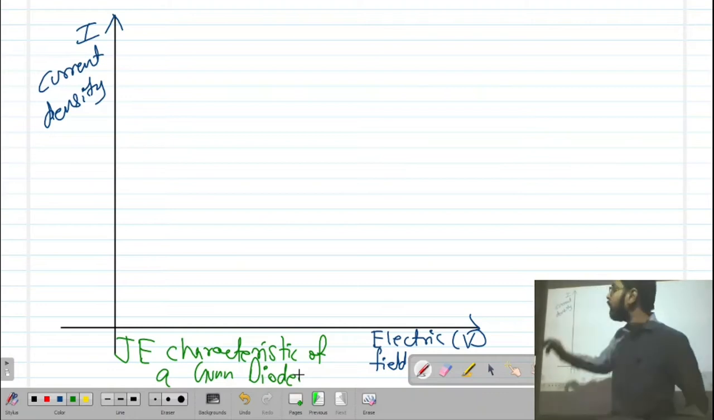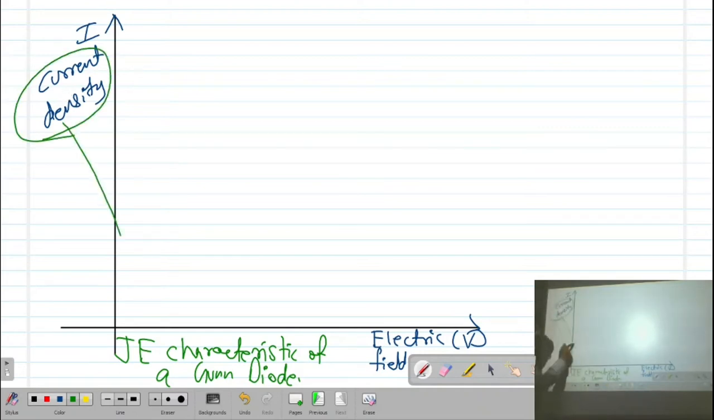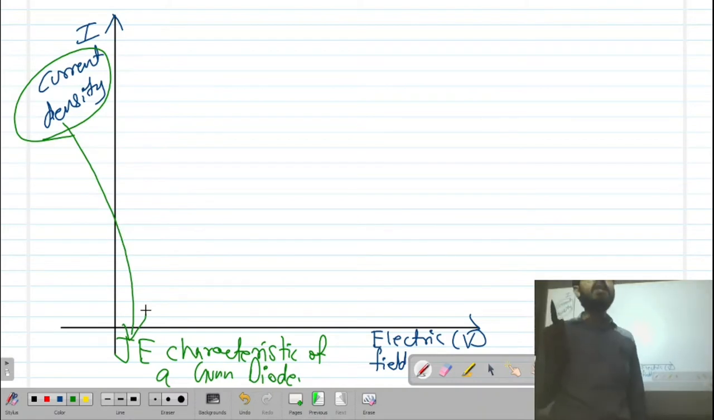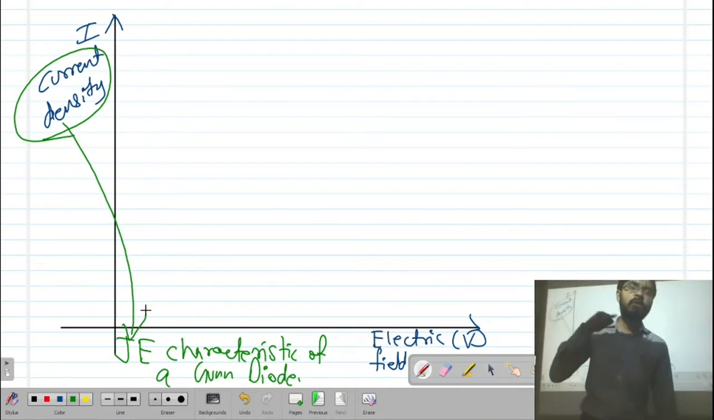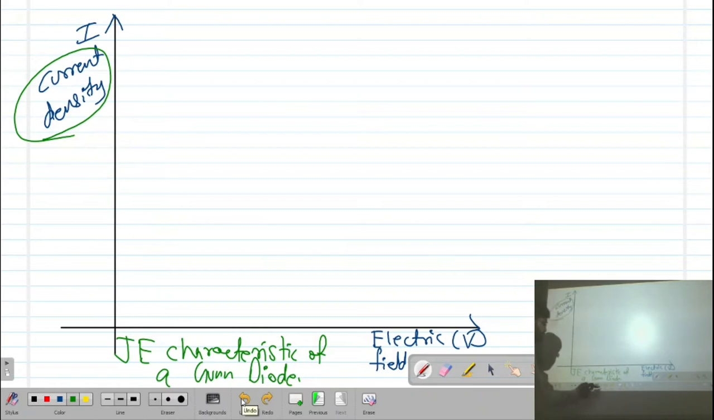Remember, when you talk about current density, it is represented by J. I is nothing but current. But when you discuss the current with respect to the surface, with respect to the concerned area, that is current density, and you will represent it by J.